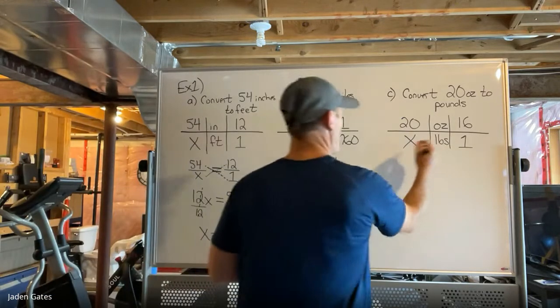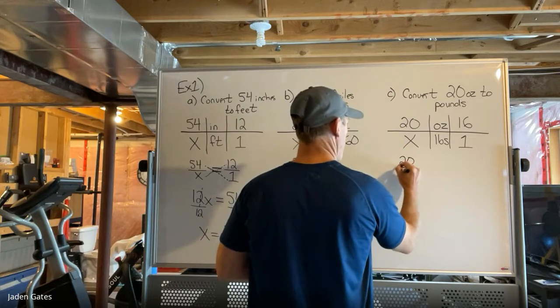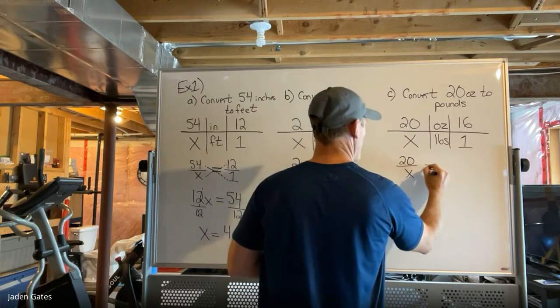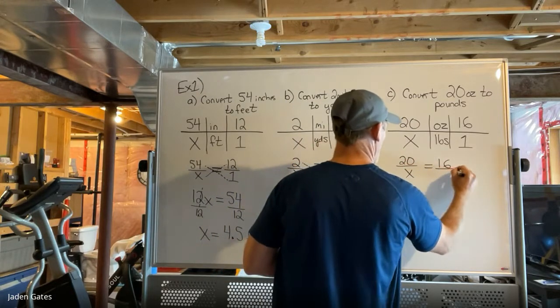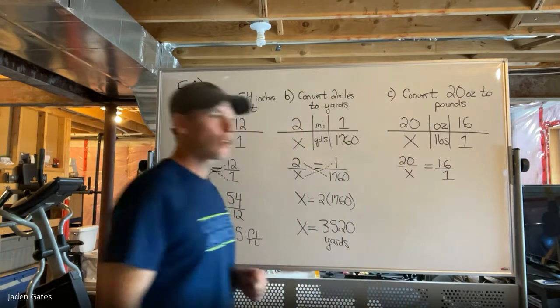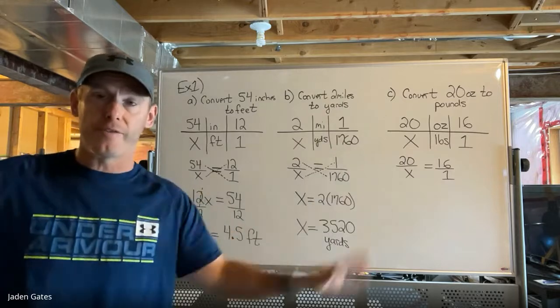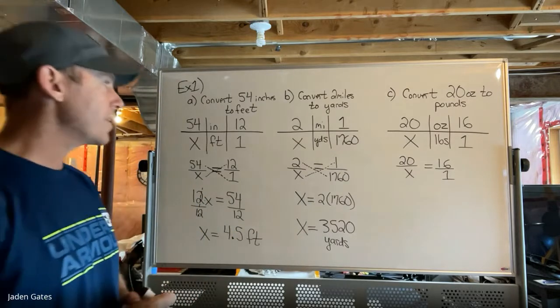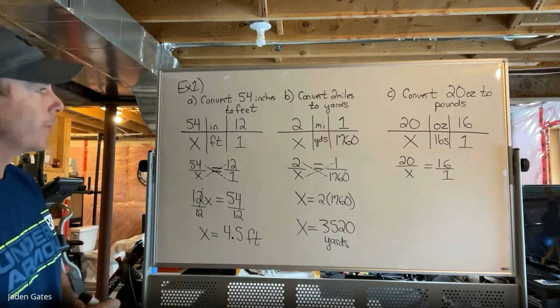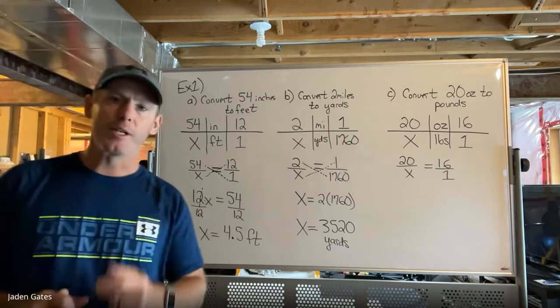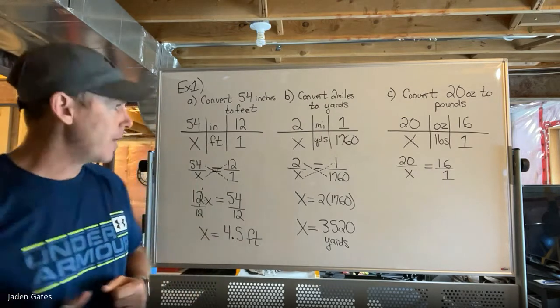All right, so I got 20 over x is equal to 16 over 1. Essentially, when I create that fraction equaling a fraction, I'm just writing down the table, but getting rid of all the units and lines. That's all I'm doing. But again, just as I did before, I'm going to cross multiply.